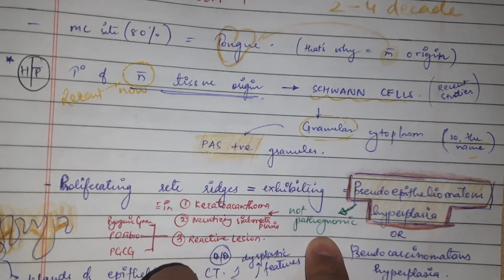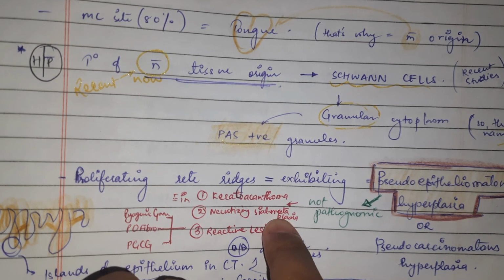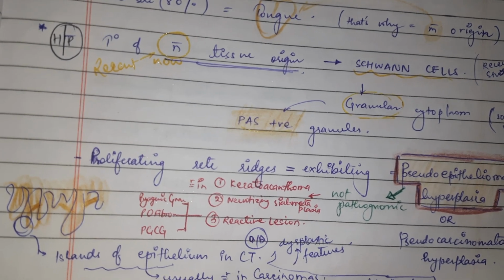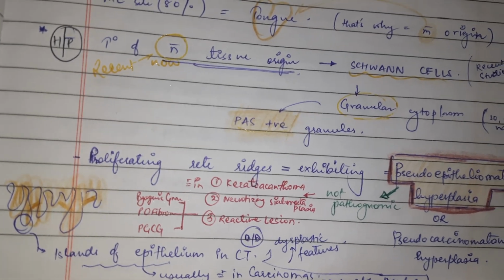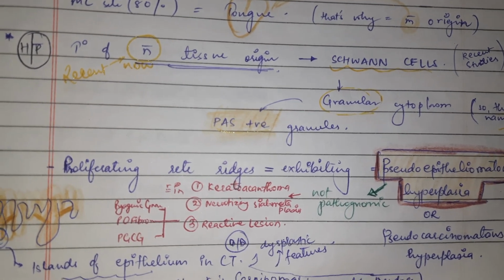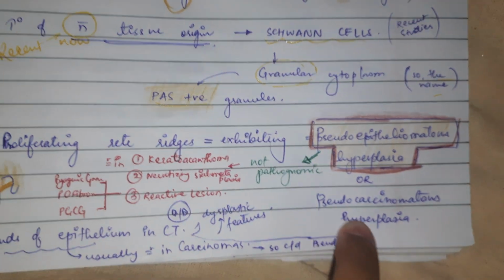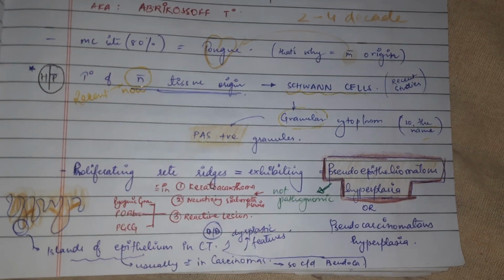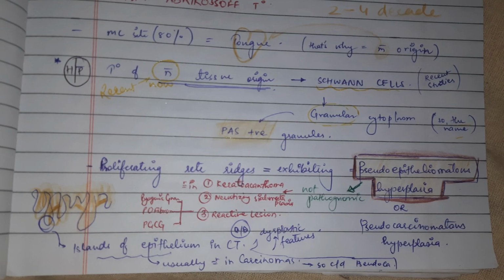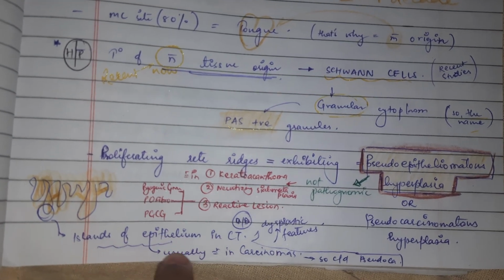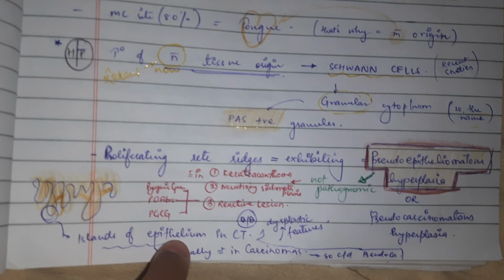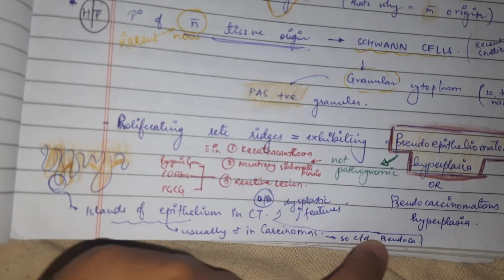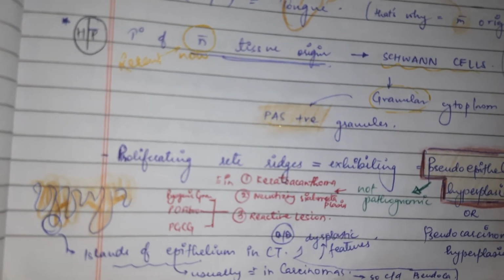Pseudoepitheliomatous hyperplasia is not pathognomonic, because keratoacanthoma, necrotizing sialometaplasia, and reactive lesions like pyogenic granuloma, peripheral ossifying fibroma, and peripheral giant cell granuloma also show it. It is also called pseudocarcinomatous hyperplasia: islands of epithelium in connective tissue, usually seen in carcinomas, hence the name pseudocarcinoma.